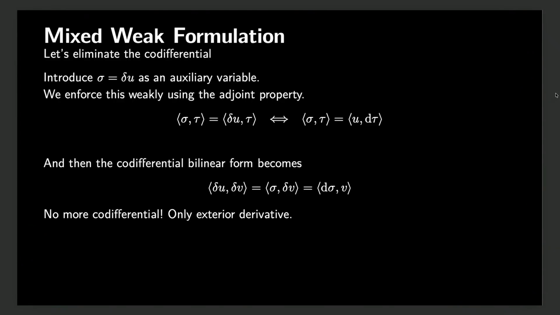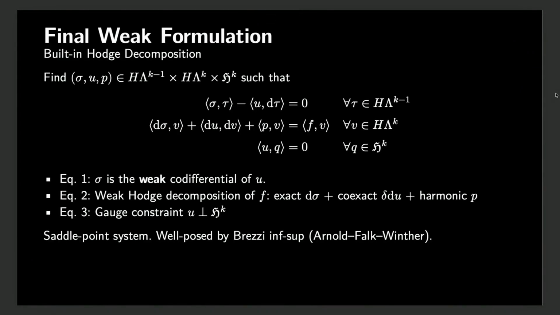So all in all, we now only have exterior derivatives. And now we arrive at the final form of our variational problem for the Hodge-Laplacian. We first have the weak codifferential of u enforced in the first equation. We have our weak Hodge decomposition of f, and then we have this orthogonality gauge constraint. And this is some saddle point system. We also have existence and uniqueness by some inf-sup condition, and yes, now we're basically ready to discretize.